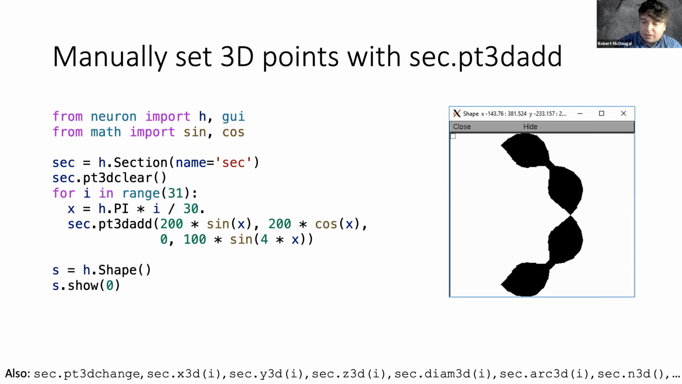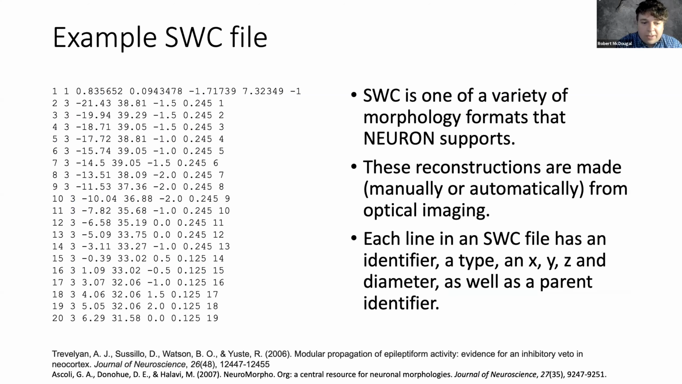Well, that's really it. And so over time, starting certainly by the 80s, people were able to start recording this information from microscopy images. And so one format that people use, it's widely used, is what's known as an SWC file. And it's just one of several morphology formats that Neuron supports.